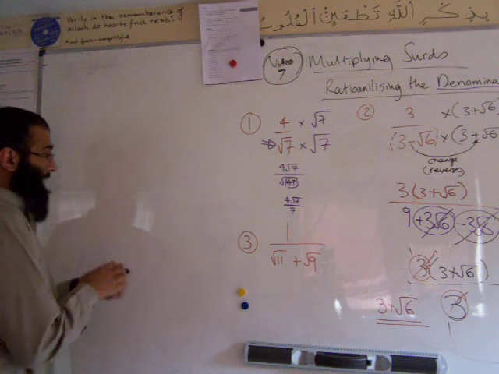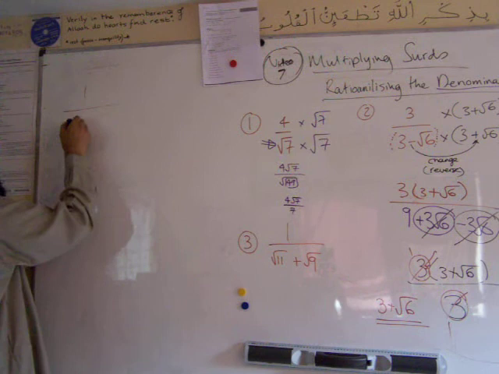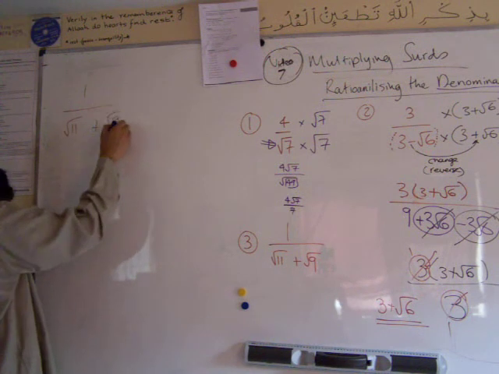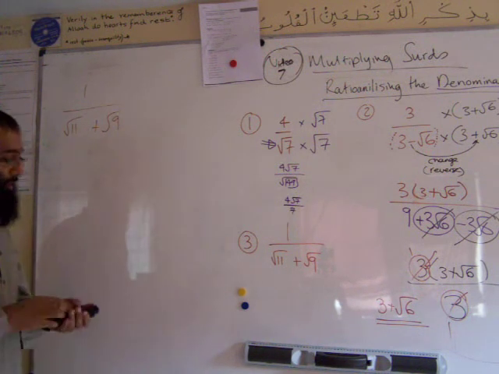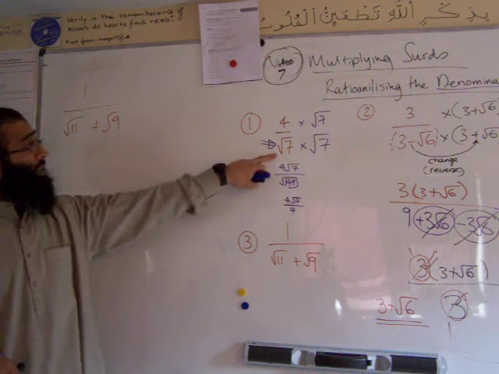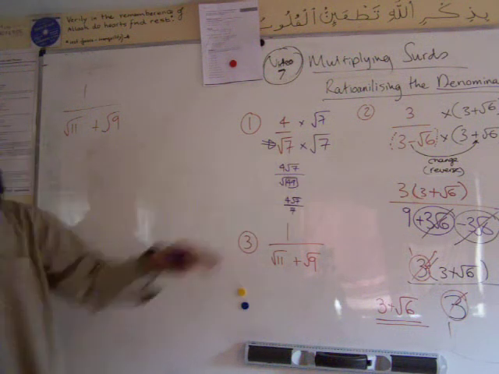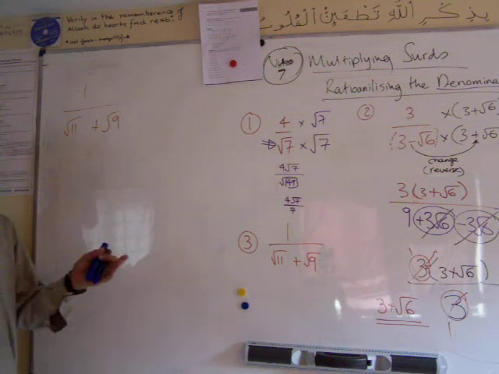Okay, this last question that we're going to do in our example. So I'm trying to cover every style of question that they can give you. Okay. There we go. Now, in the first part of the question we had just a root 7. Second part of the question we had a number and a root. And now we've got 2 roots.